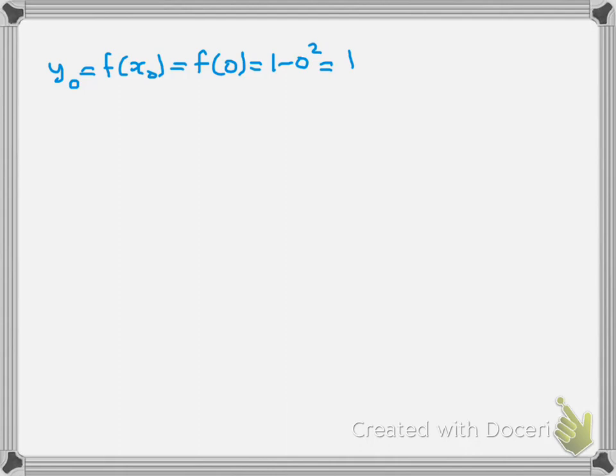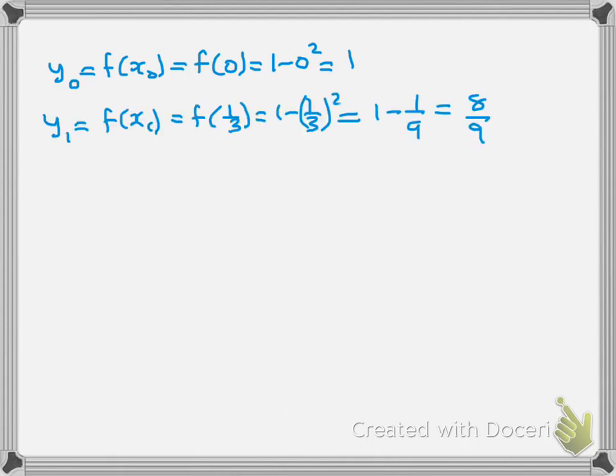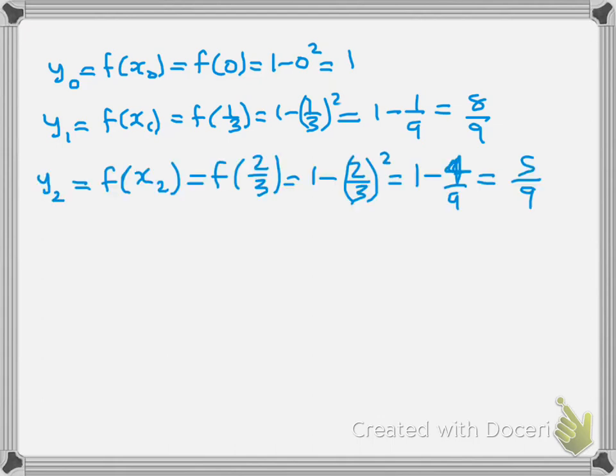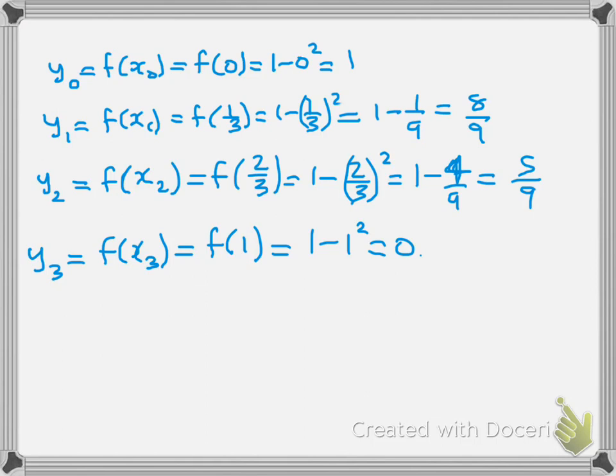So y sub 0 is f of x sub 0, which is f of 0. According to the function we are using, 1 minus x squared, that's 1 minus 0 squared, which is equal to 1. And then y1 is f of x1, that is f of 1/3, which is 1 minus 1/3 squared. That's 8 over 9. And then f of x2, that's f of 2/3, that's 1 minus 2/3 squared. That's 5 over 9. And finally, y sub 3 is f of x3, that's f of 1, 1 minus 1 squared, that's equal to 0.